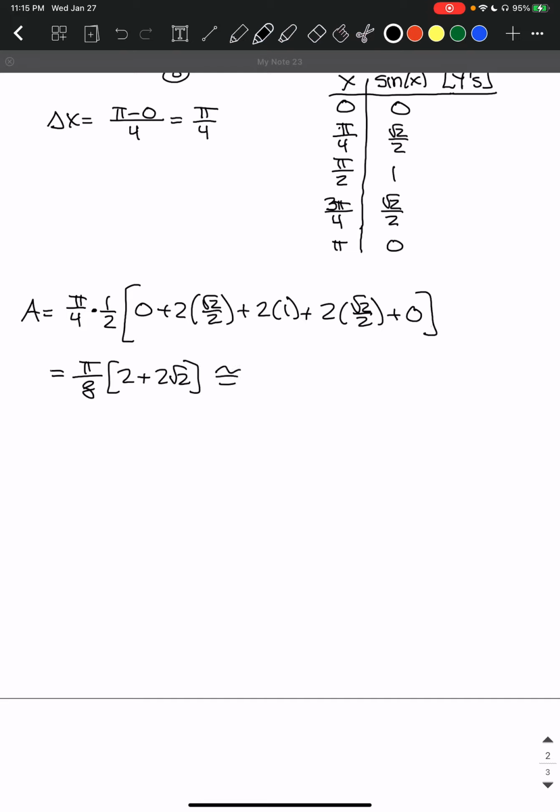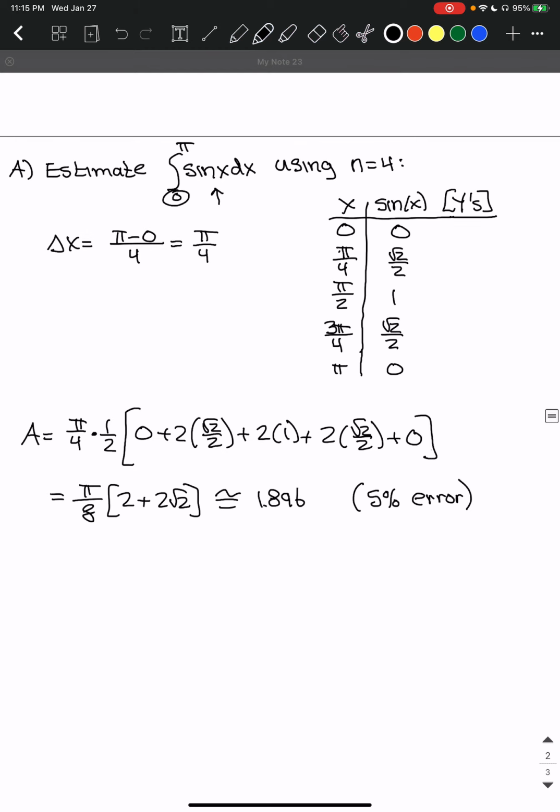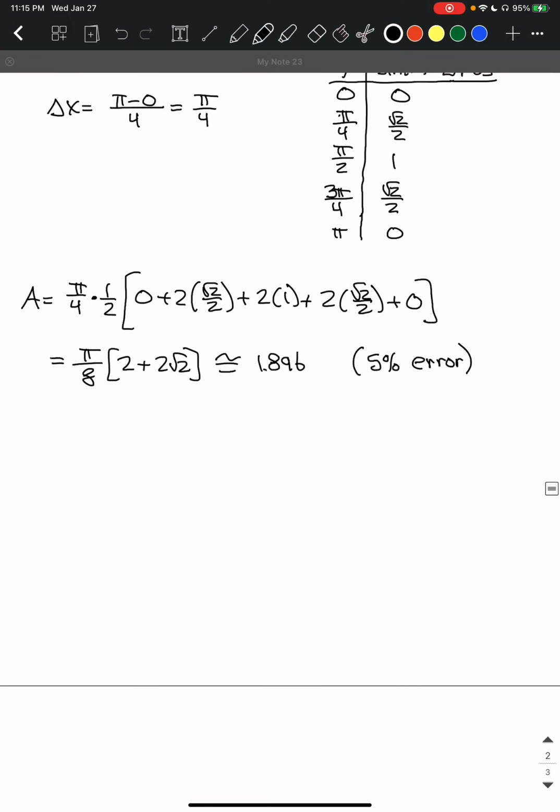If you do that math out, that would be about equal to 1.896. We know the actual area to be 2, so this is approximately 5% error. So considering that I can estimate the area underneath a very difficult function, sine of x, to within 5% using just 4 intervals, that's pretty nice. One thing to think about is I could have told you immediately that I knew this number was going to be less than 2, no matter how big n was.